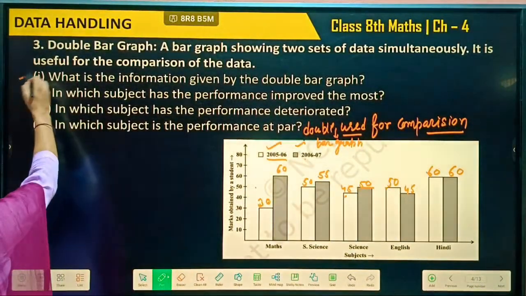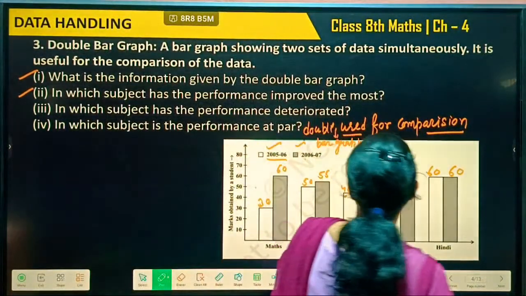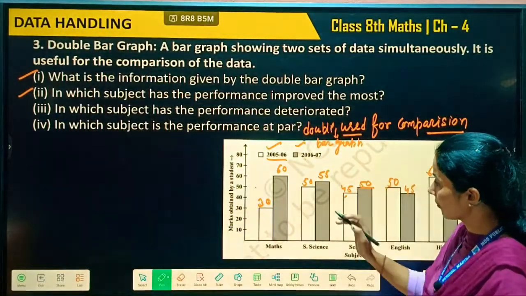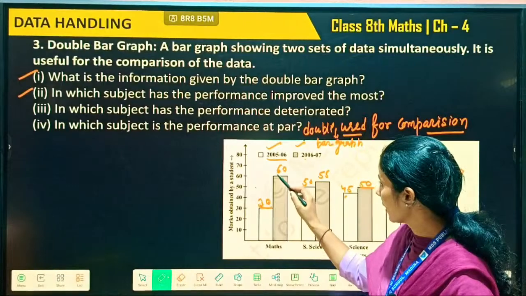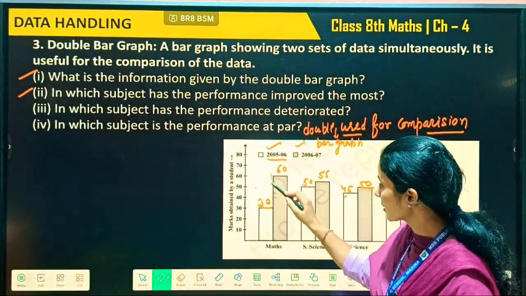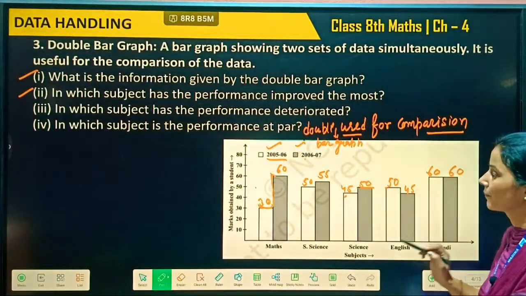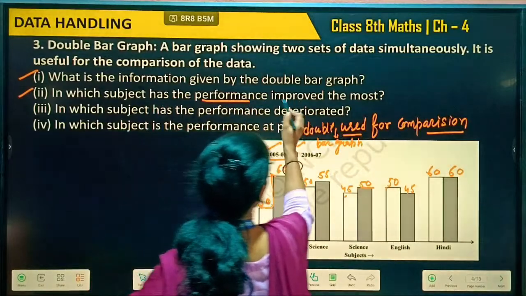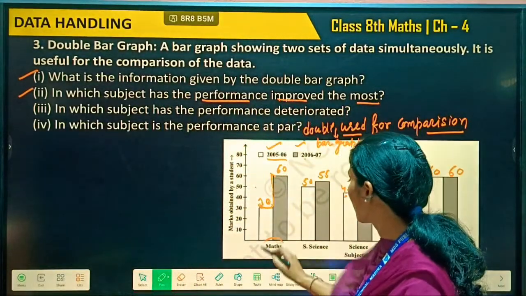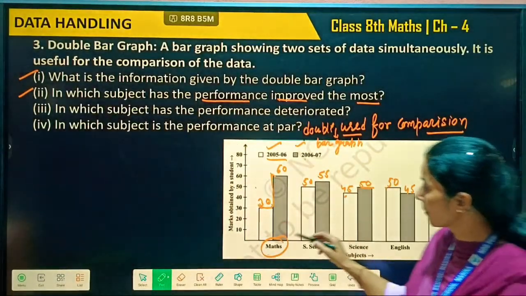Next point is, in which subject has the performance improved the most? You can see the difference between the bar heights: the height of this bar is 30 and the height of this bar is 60. So the maximum difference is this one. You can check there. In which subject has the performance improved the most? In maths, performance improved the most.